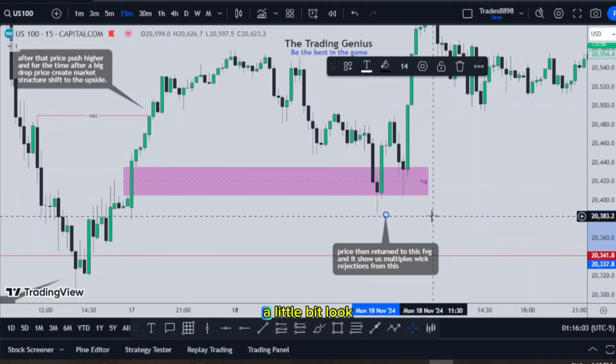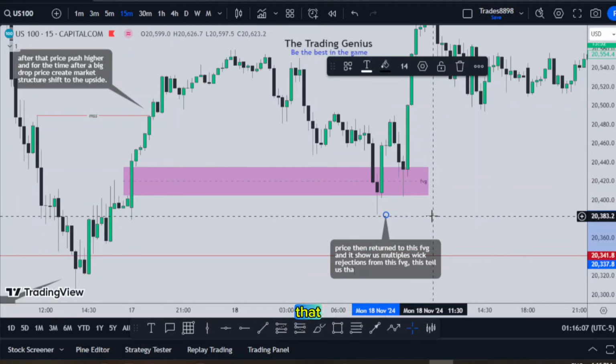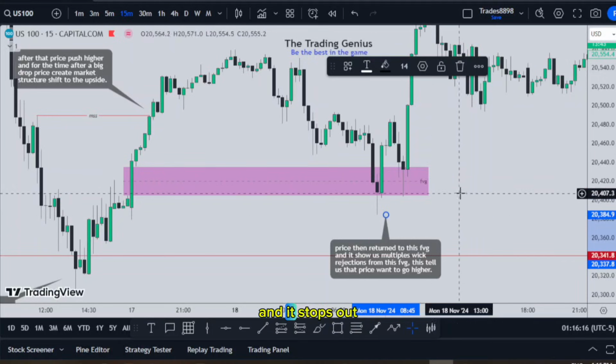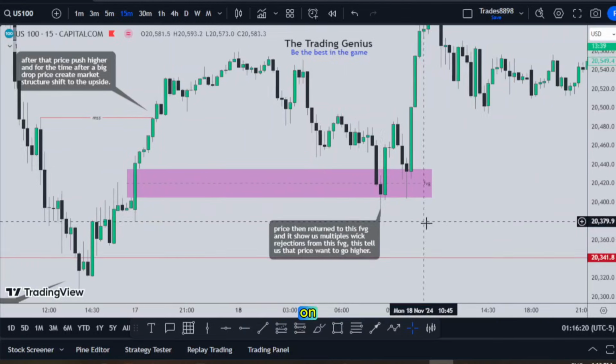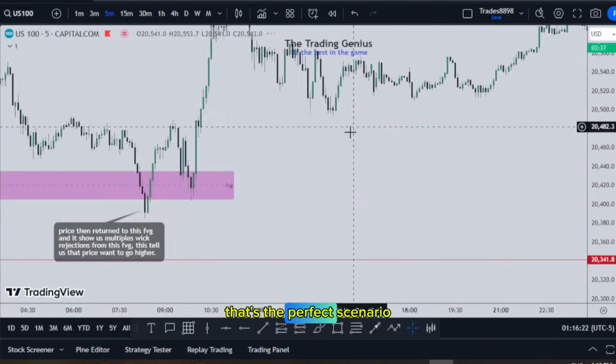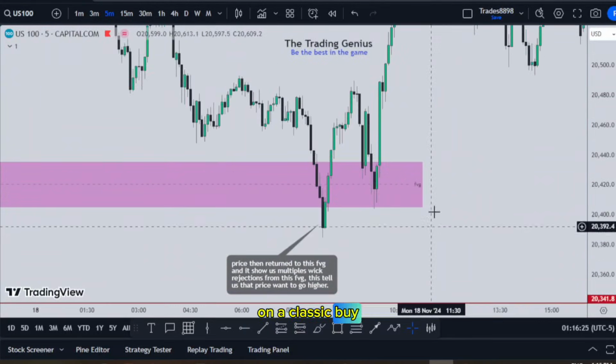So it's going to jump a little bit, look like it's going to go higher. The public will chase that, even if they don't have an order that's going to buy at a breakout on a 1 or 5 minute chart. And then it drops and stops them out, and it stops out anyone overnight that may have a long position on. That's the perfect scenario for a Judas swing on a classic buy day.